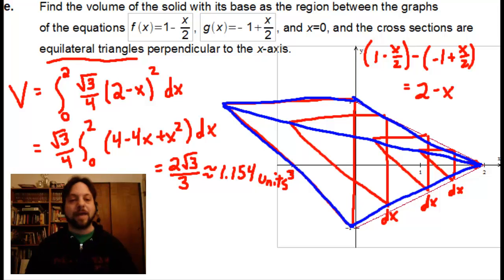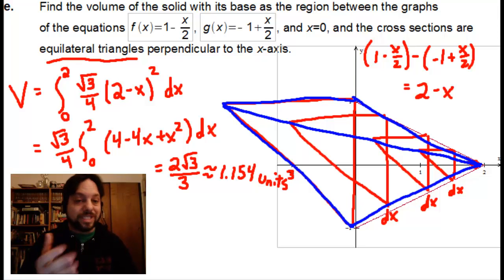Now, imagine what would happen if instead of equilateral triangles, we had used squares. Well, if we had used squares, the problem would actually be a lot easier. We'd go from 0 to 2 of the sides squared. We just would leave out the square root of 3 over 4. It wouldn't be necessary if we were just doing squares.